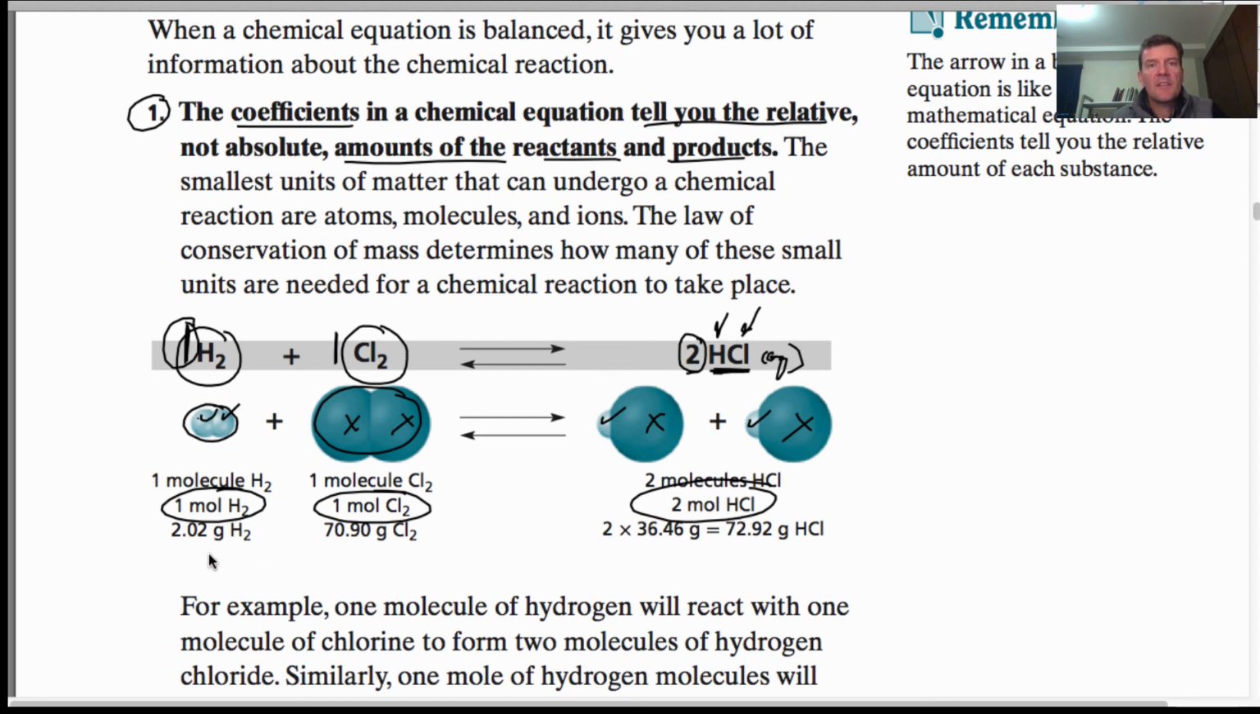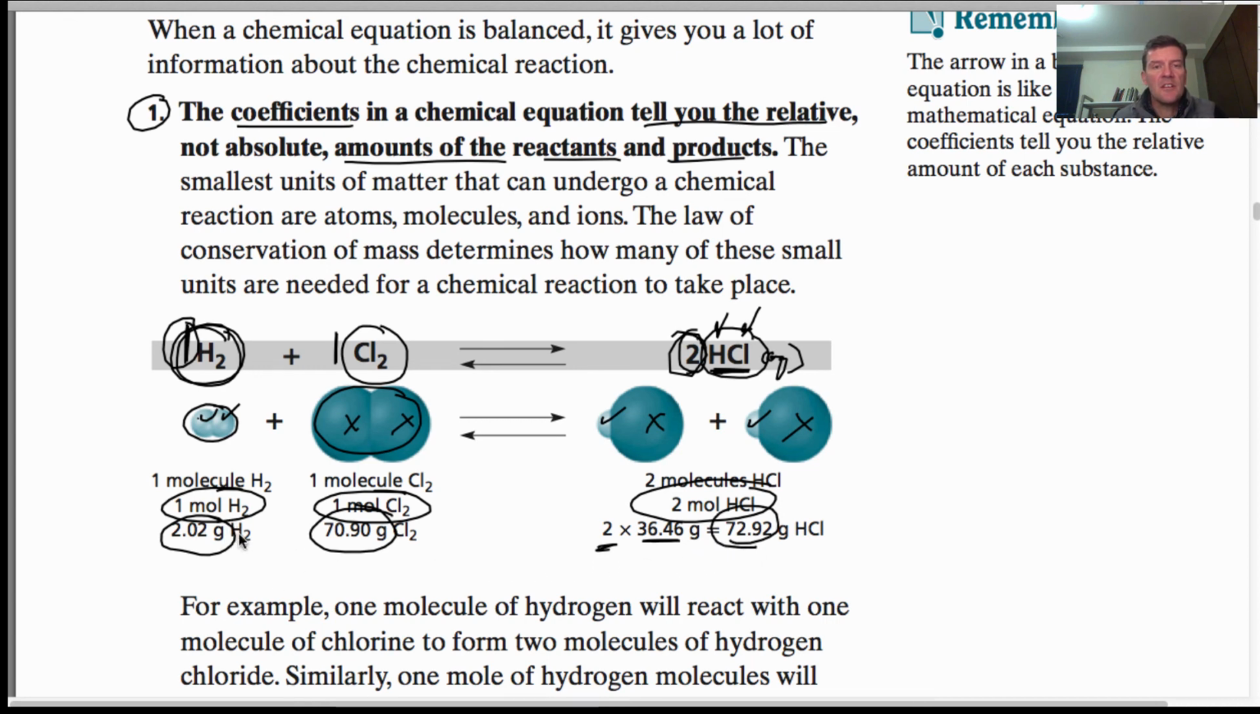Or we could look at masses. Well, the mass of 1 mole of H2 is 2 grams because each hydrogen has a molar mass of 1. Here, each chlorine is about 35, so if you got Cl2 together, that's about 70 grams for a mole of chlorine. And here, each HCl has a molar mass of 36. That's the chlorine plus the hydrogen. 35 plus about 1, that's about 36. But there are 2 of them, so times 2 is 72.